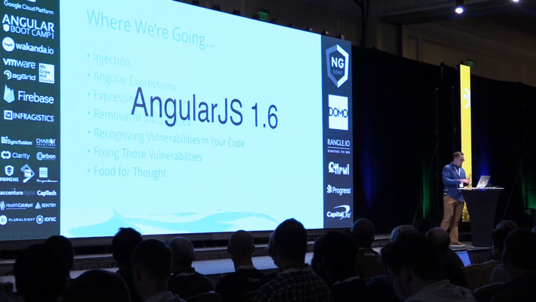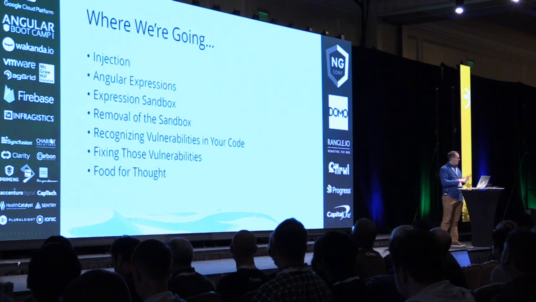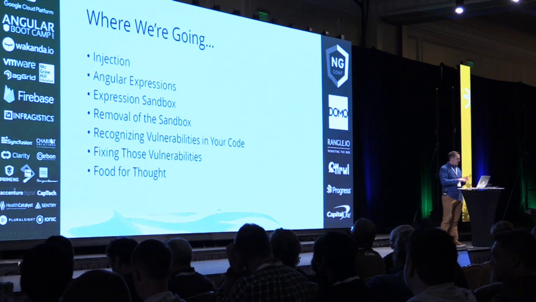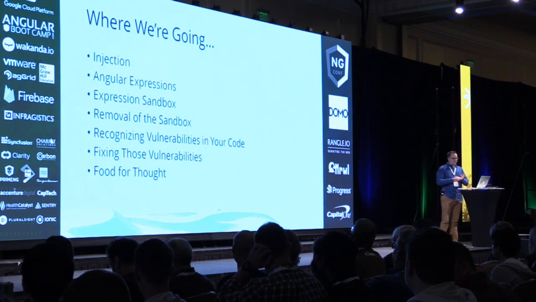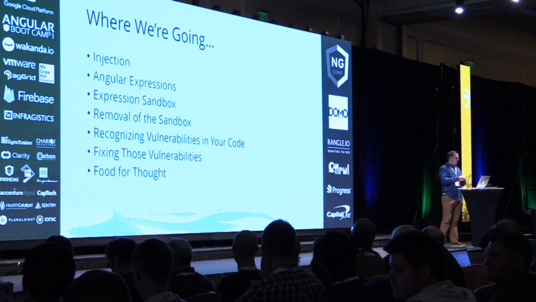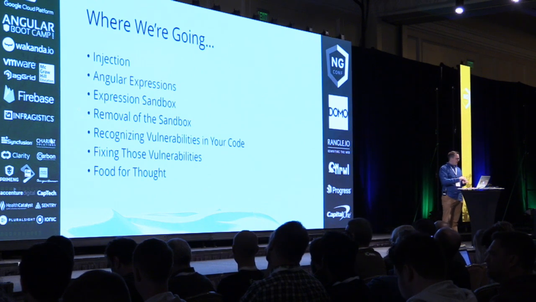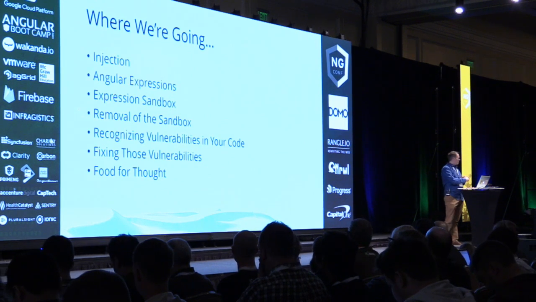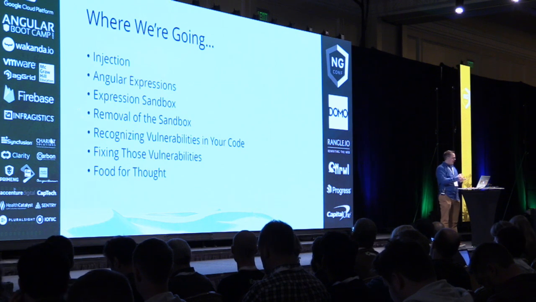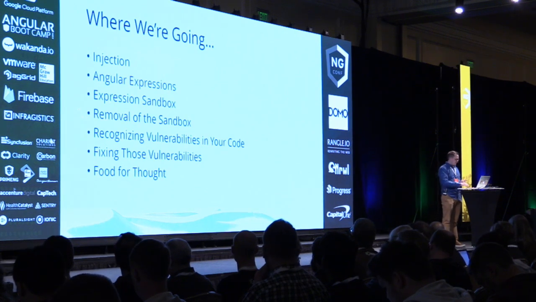Okay. So where we're going, first we're going to have a little bit of review of what injection is, review Angular expressions, just a few details about that. Talk about what the sandbox was, what it was doing for you. Talk about why it was removed. And then what do you need to do to recognize vulnerabilities within your own app? And how do you fix those vulnerabilities? And then we have a couple items of food for thought at the end.